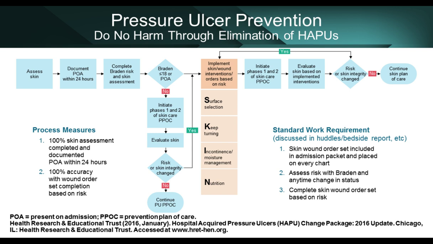So process measures: 100% skin assessment completed and documented within 24 hours, 100% accuracy with wound order set completion based on risk. These might be some process measures that you would look at. Some of your standard work needs to be integrated into either your documentation or discussed in huddles or in your bedside report. So this might give you just an example of some other work.